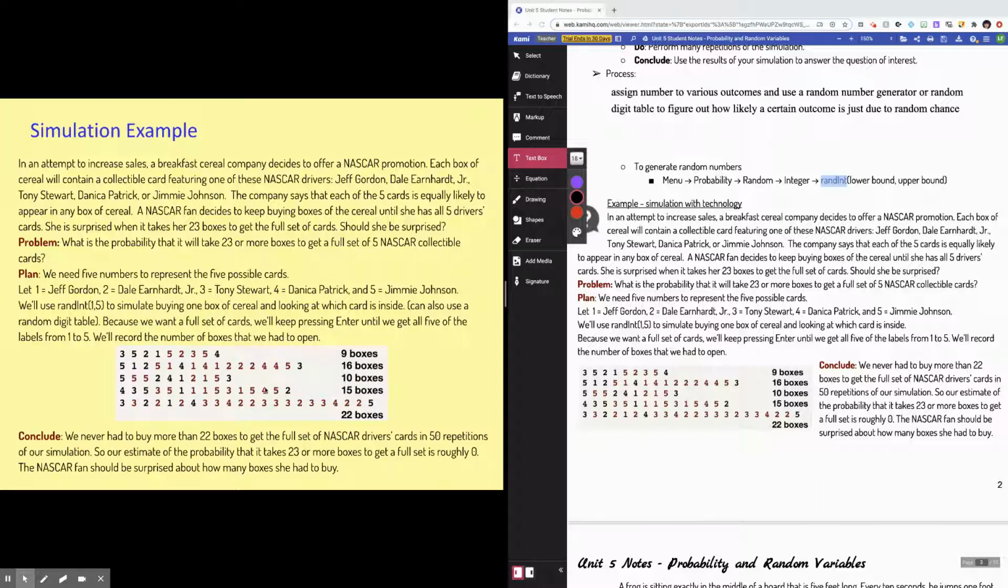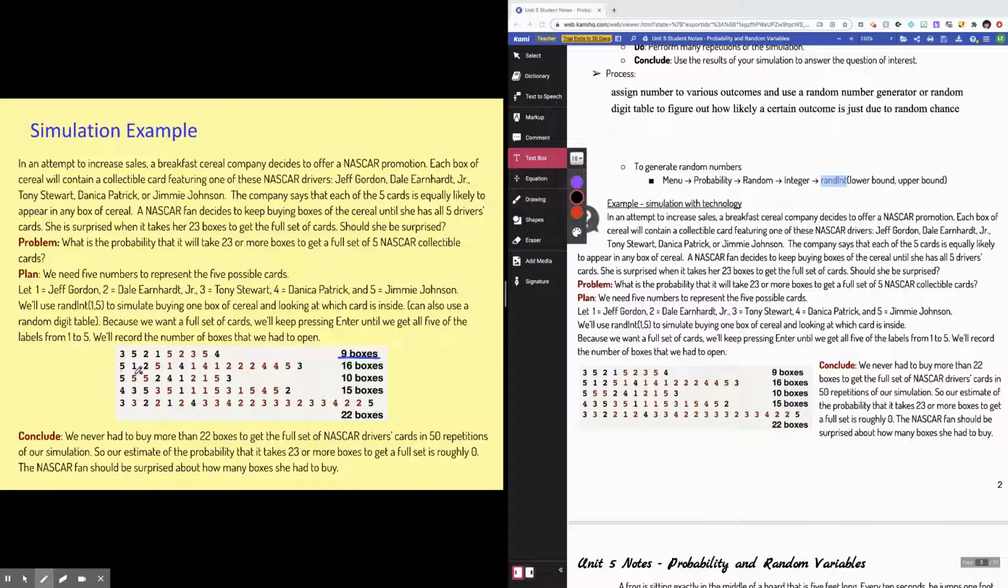So I did the random number generation and it's here on the screen. In this first trial, my first random number was a 3, then a 5, then a 2, then a 1, and then I have a bunch of repeat numbers, and then I finally get a 4. There are 9 numbers here, so I had to buy 9 boxes of cereal to get my full set. So that's a trial of our simulation.